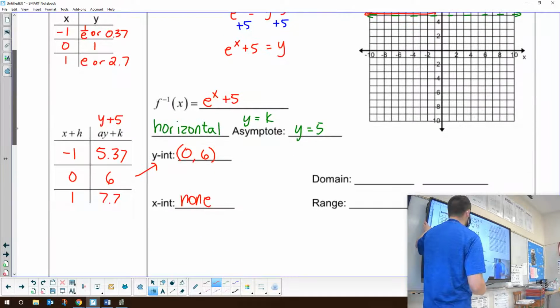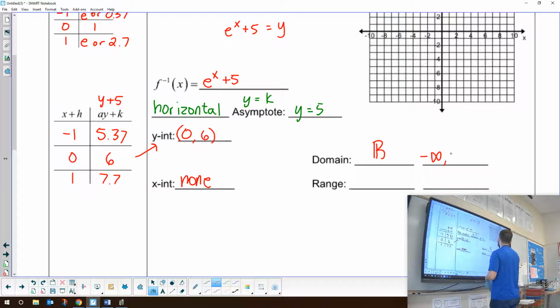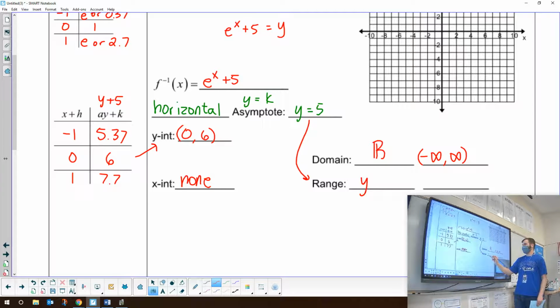My domain is going to be all real numbers. It's going to go all the way to the left, all the way to the right, so all real numbers, negative infinity to positive infinity. And my range is just going to be greater than my horizontal asymptote. So it's going to be y is greater than 5, or 5 to infinity. Okay? So there we go.